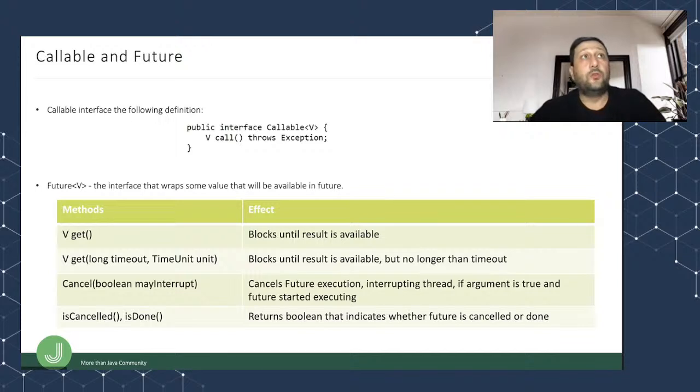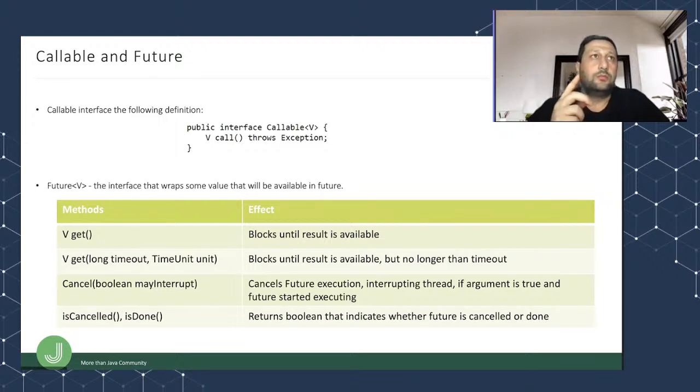Callable and Future. Well, the Callable interface is similar to the Runnable interface. Both of them represent tasks that are intended to be executed concurrently by a separate thread. The Callable interface is different from Runnable in that the Runnable interface's run method doesn't return any value and doesn't throw checked exceptions. The Callable interface is quite simple. It has one method, call. It returns a generic value V and throws checked exceptions.